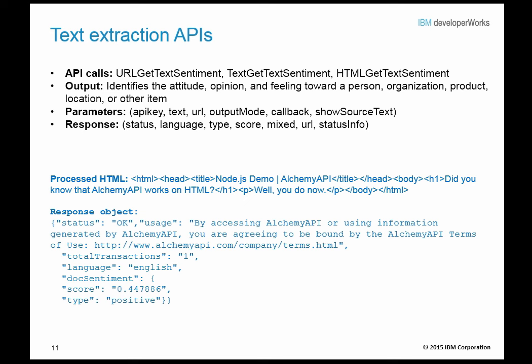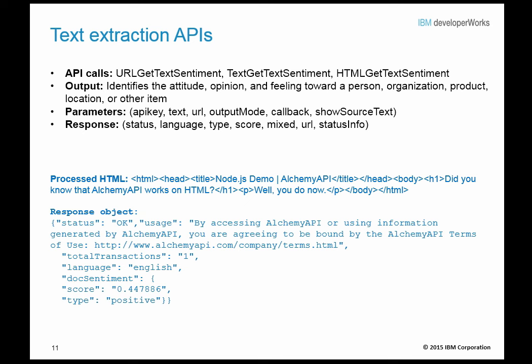Alchemy API provides text extraction APIs, namely URL getText, HTML getText, and text getText, to extract useful information from a web page after removing navigation links, advertisements, and undesired content. This improves web indexing and helps with contextual advertising. Extracted metadata may be returned in XML, JSON, and RDF formats.